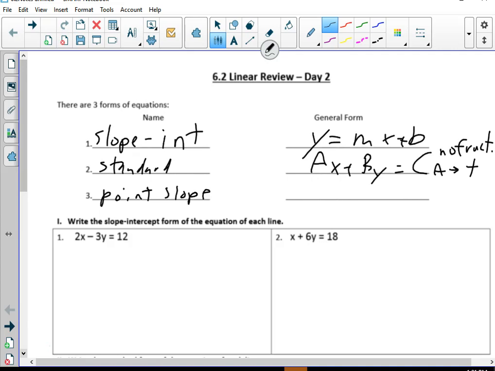And point slope form is y minus y1 equals m times x minus x1. The x1 and the y1 are the actual point in the point slope form.